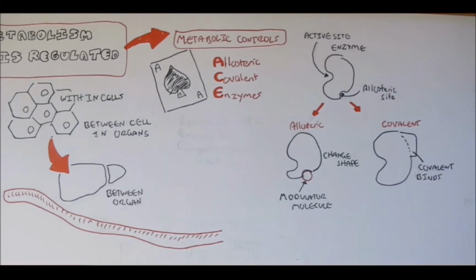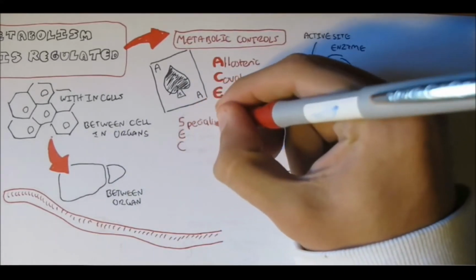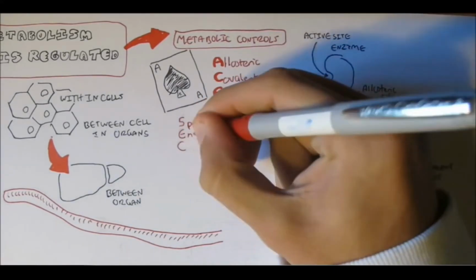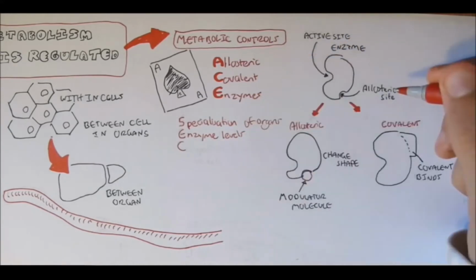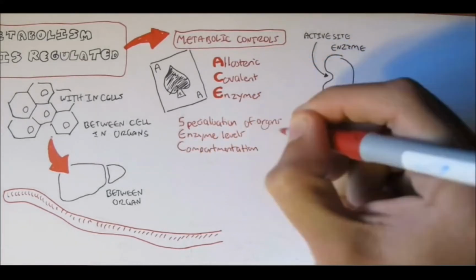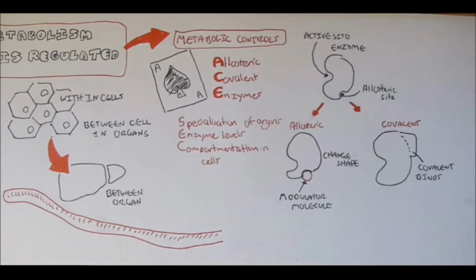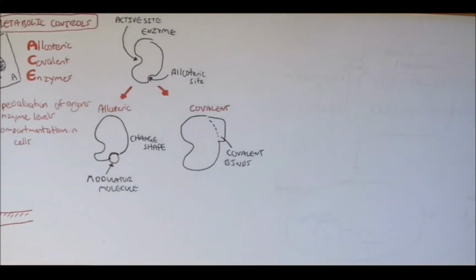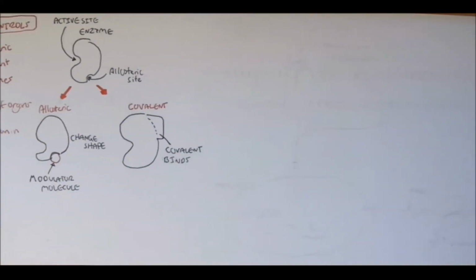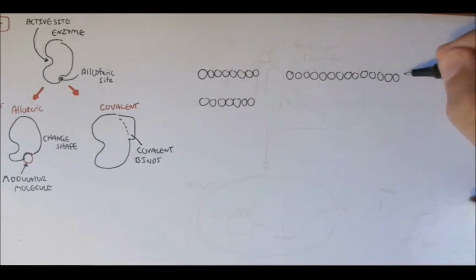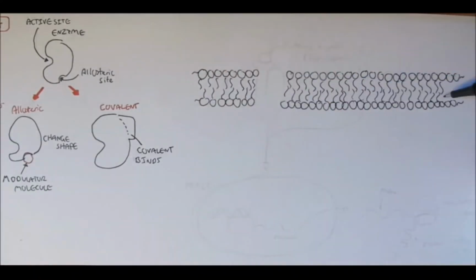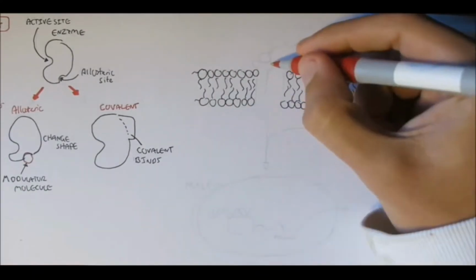Now, other metabolic controls include SEC. SEC is for specialization of organs, the enzyme levels, also product levels, and compartmentalization, such as inside the mitochondria, the peroxisome, lysosome, special organelles. Compartmentalization. So let's have a closer look at this in a bit more detail.